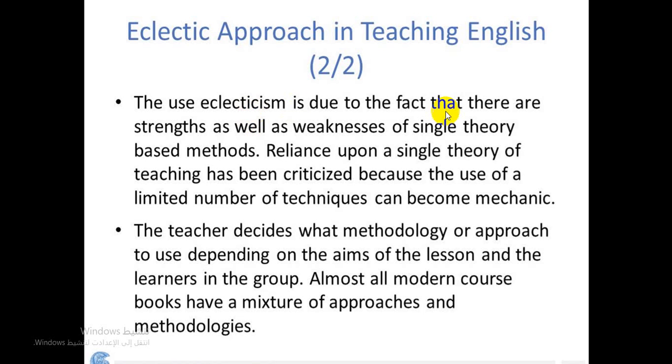So the teacher decides what methodology or approach to use depending on the aims of the lesson and the learners in the groups. Yes, almost all modern course books have a mixture of approaches and methodologies, not just depending on one methodology.